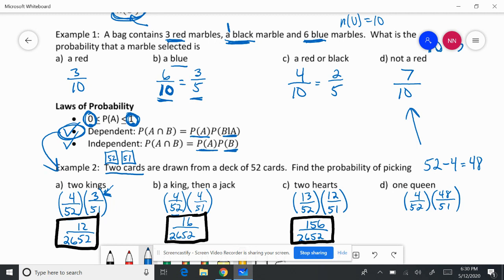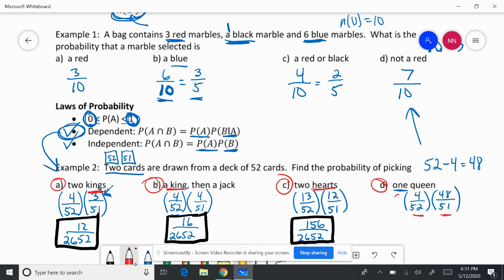The problem is that we're not done yet because we want 1 queen and it doesn't tell us what our first card is. Now, in letter A, we know our first card is a king. In letter B, we know our first card is a king. In letter C, since we have 2 hearts, we know that the first one has to be a heart. Now with letter D, we know that we have 1 queen, but we don't know if the first one is the queen or if the second one is the queen. So we actually have 2 possibilities.